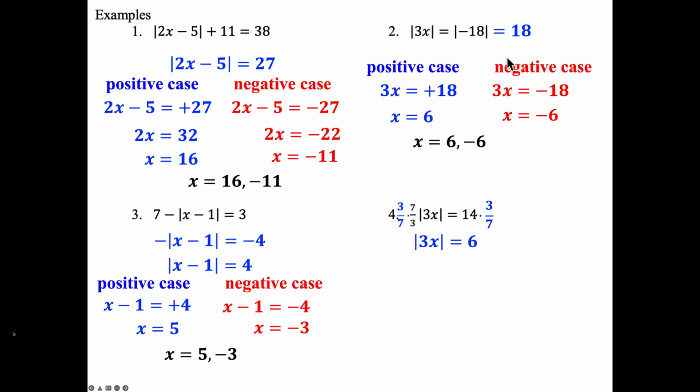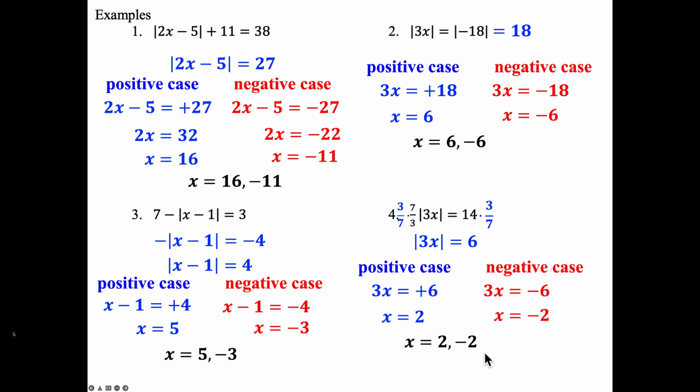We're just like above here. Make a positive case, 3x equals positive 6. Make a negative case, 3x equals negative 6. Divide by 3, divide by 3. x equals 2, x equals negative 2. There's my 2 answers.